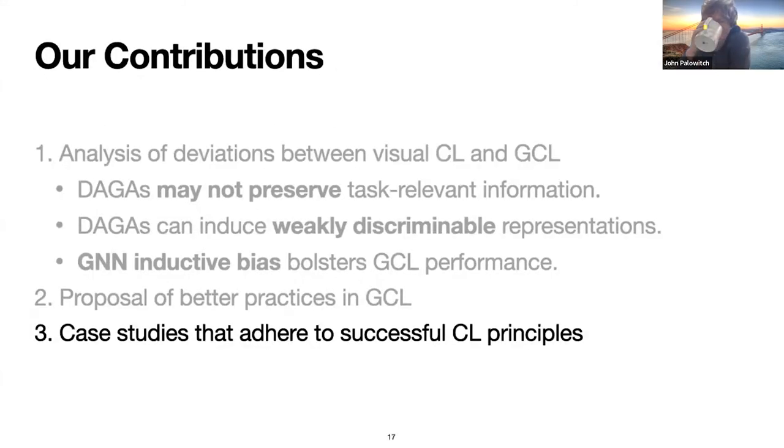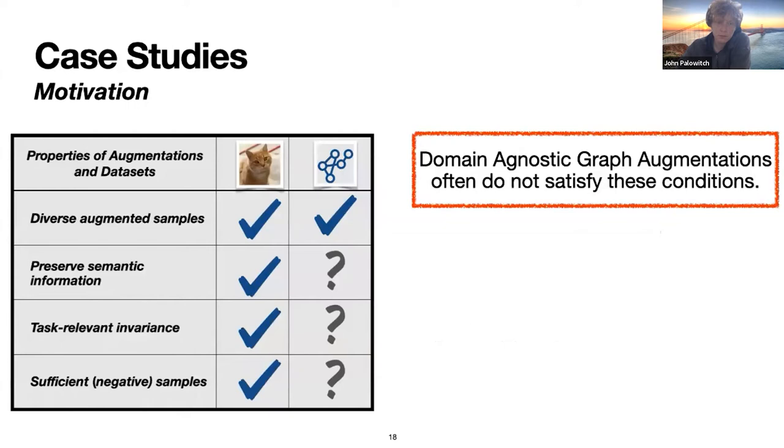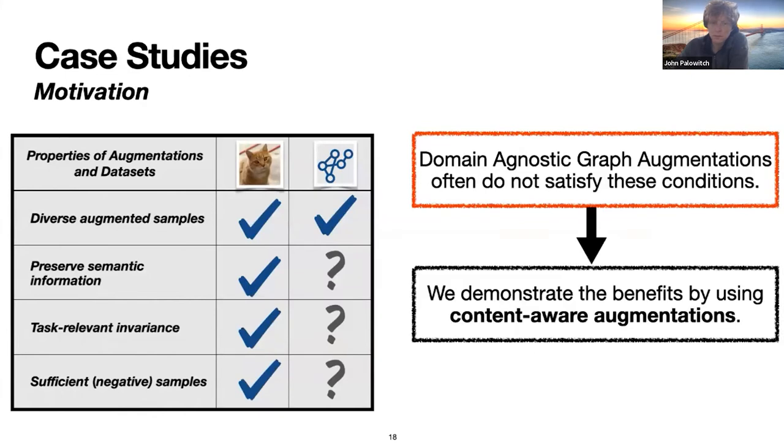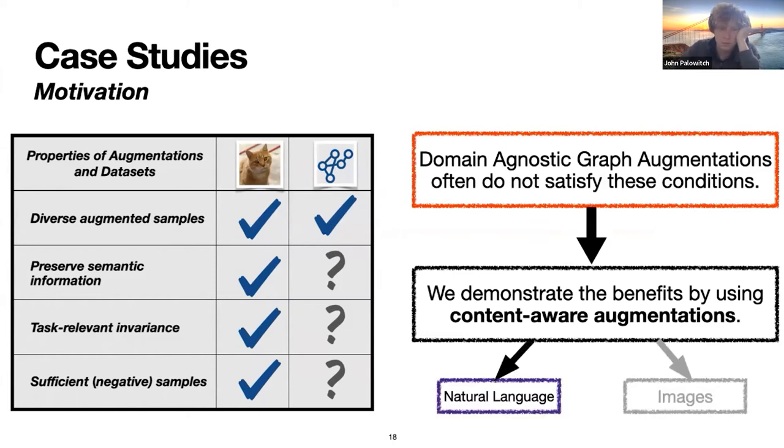Having looked at these limitations and better practices, we now look at two case studies that allow us to adhere to these principles and see their benefits. So our previous discussion of limitations has found that DAGAs often do not satisfy the principles that we wish that they would on many datasets. Therefore, we use context-aware augmentations, which will satisfy these principles by design to demonstrate their beneficial effects. We use two intuitive data modalities, natural language and images, to leverage domain knowledge to then create context-aware augmentations. Here we'll focus in detail on the natural language modality, but please see our paper for additional details about the image case study.